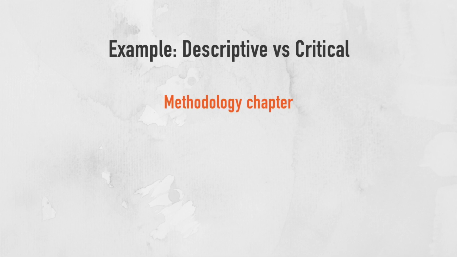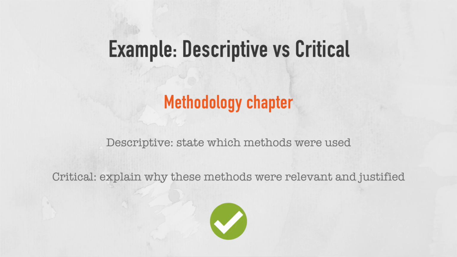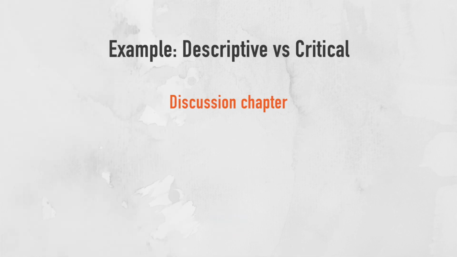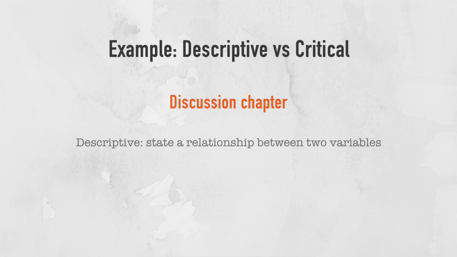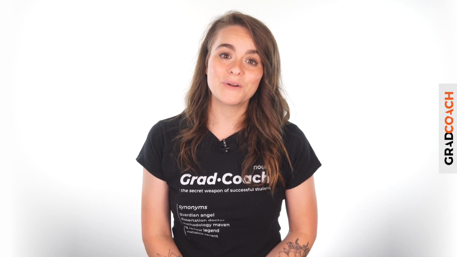Similarly, within a methodology chapter, descriptive writing would state which methods were used, whereas analytical writing would explain why these methods were relevant and justified in light of the specific research aims. Lastly, within a discussion chapter, descriptive writing would merely state a relationship between two variables, whereas critical writing would explain what this relationship means in terms of the research questions, how it compares to existing research, and if it contrasts with the literature, why this might be. So as you can see, critical writing goes deeper, scratching below the surface to extract the meaning and impact of things.